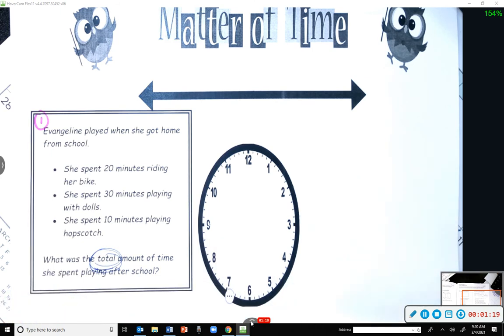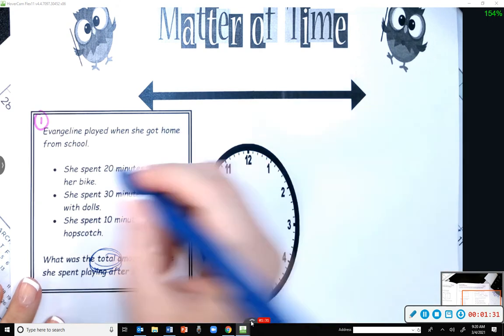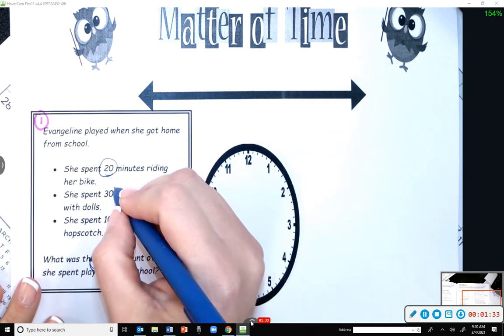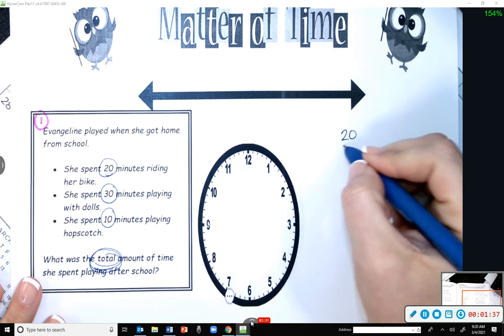No, not really, because you're not needing to know a specific time that she was playing. You just need to know how long she was playing outside. Okay, Kelsey says we can add them. So, yes, that's what we're going to do. We're going to take the 20, the 30, and the 10 and add them up.